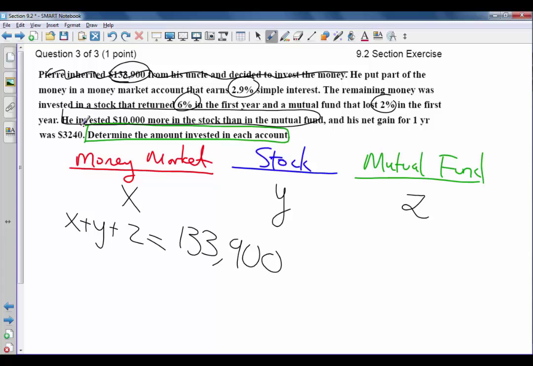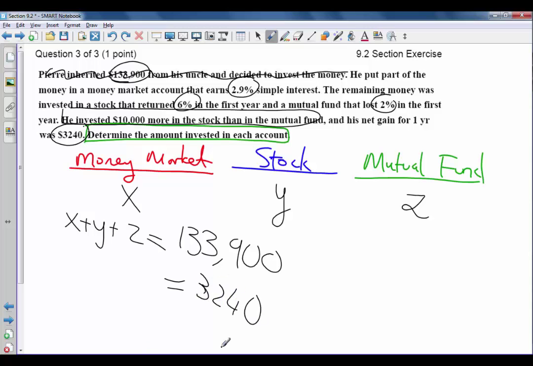Oh, this one too. It would be x times 2.9 plus y 0.06 or 6% plus z negative 2% equals 32.3. You're using this number, 3240. I get that part at least, okay?